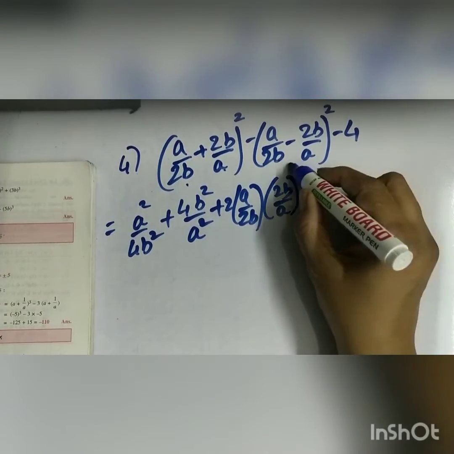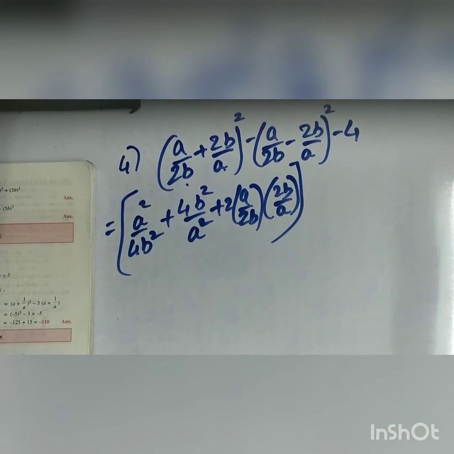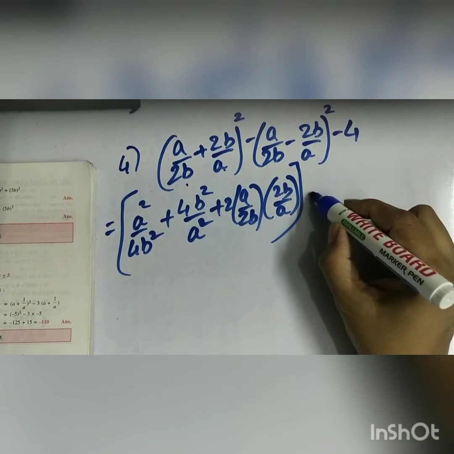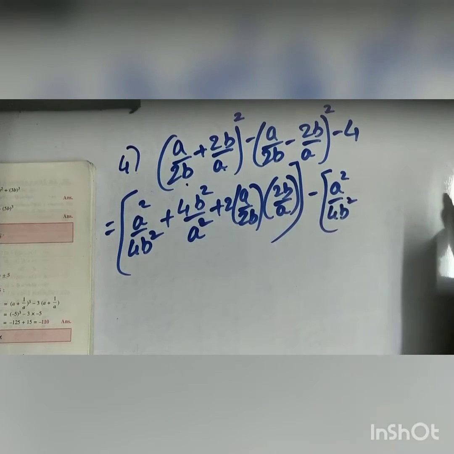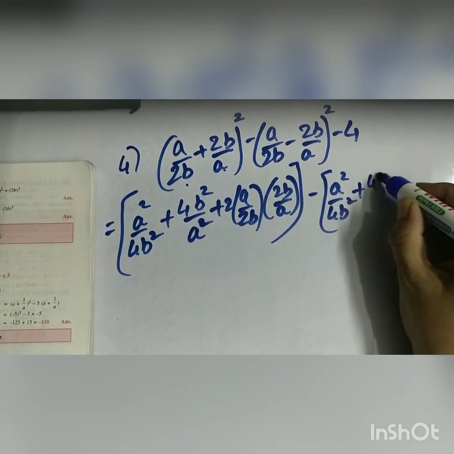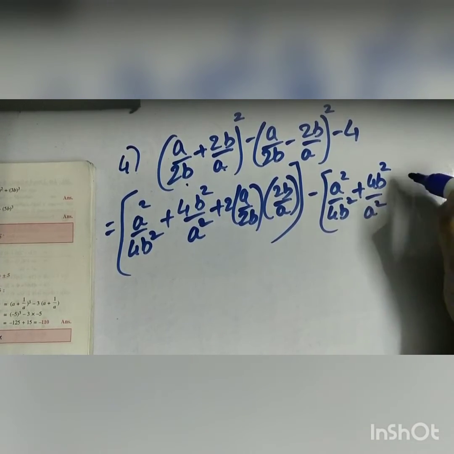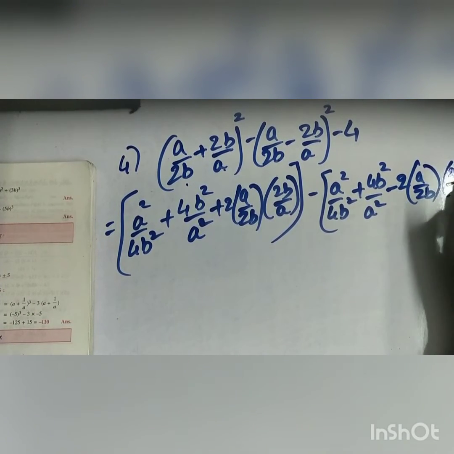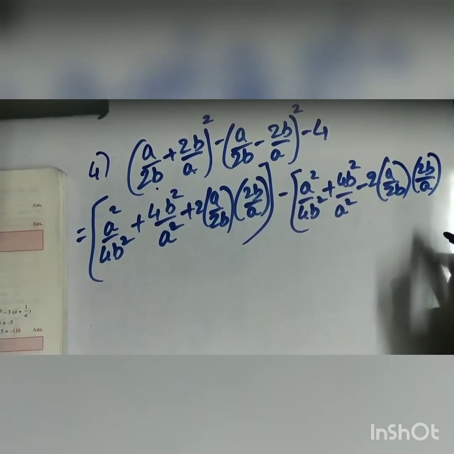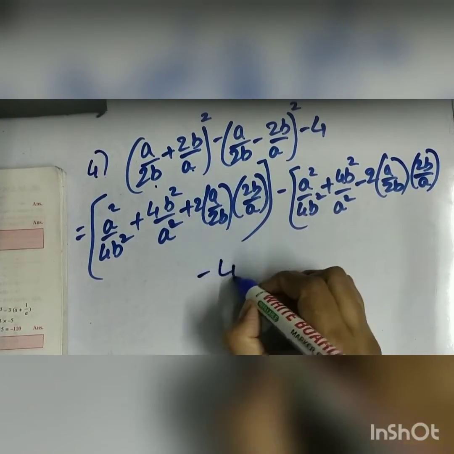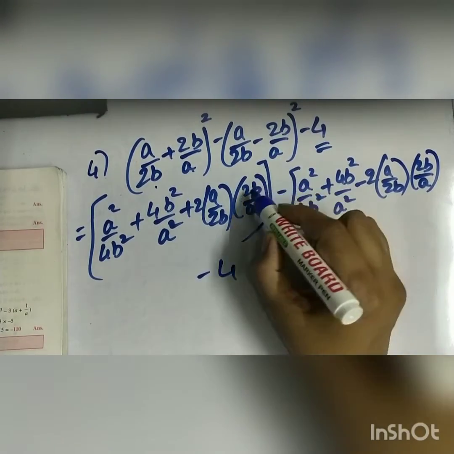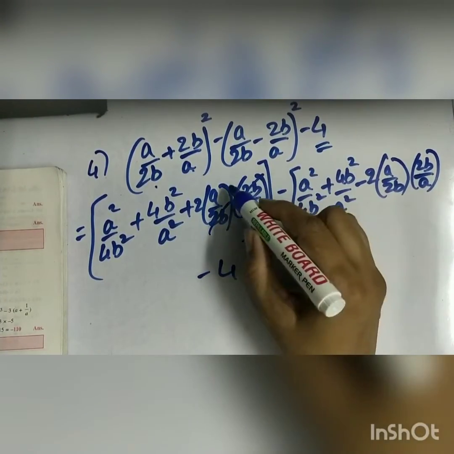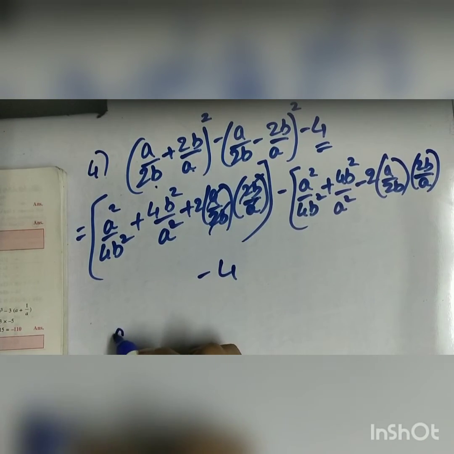Alright, now we'll just keep this whole thing in the bracket. Let's do the next one here. A square upon 4b square plus 4b square upon a square minus 2 times a upon 2b and 2b upon a, minus 4 as it is. So now we'll further simplify it. Can you see here 2b getting cancelled? A gets cancelled. So we'll just keep the remaining things.